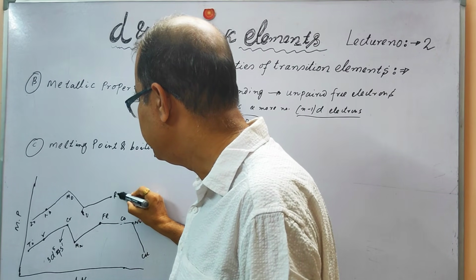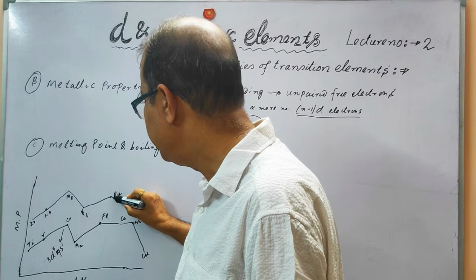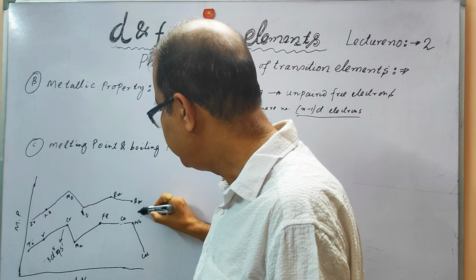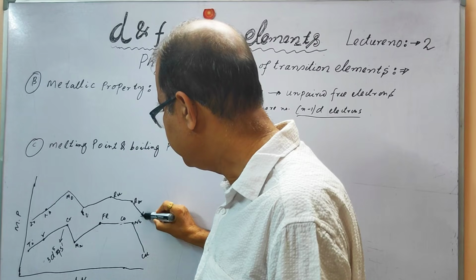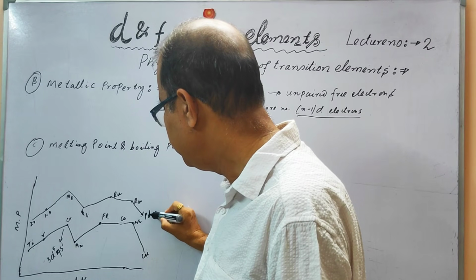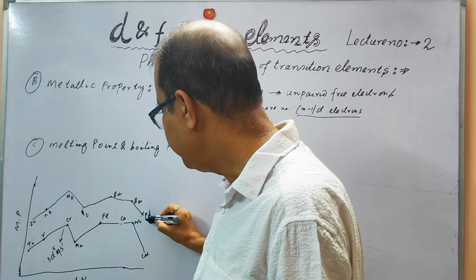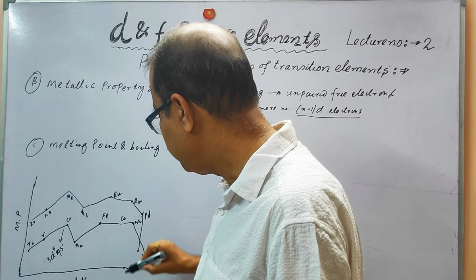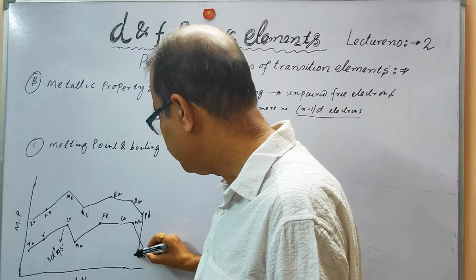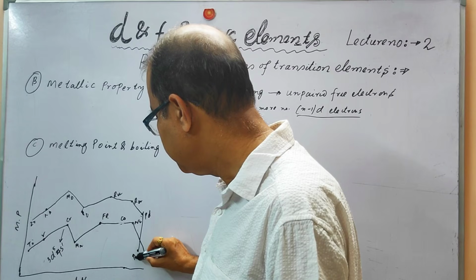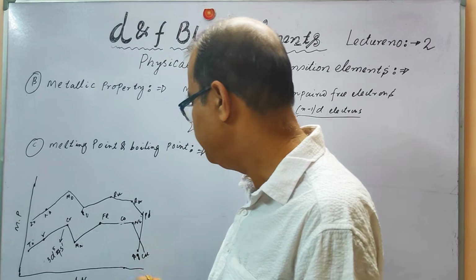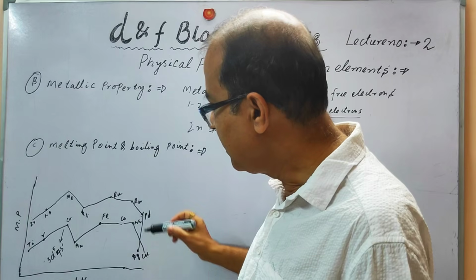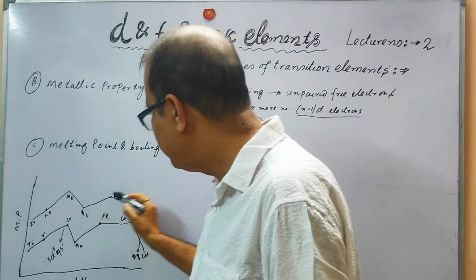Technetium, then ruthenium, and then you will find palladium, and then this is Ag. Now this is the 4D series.